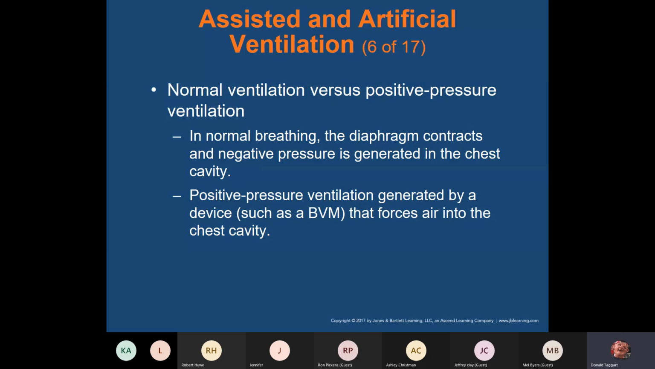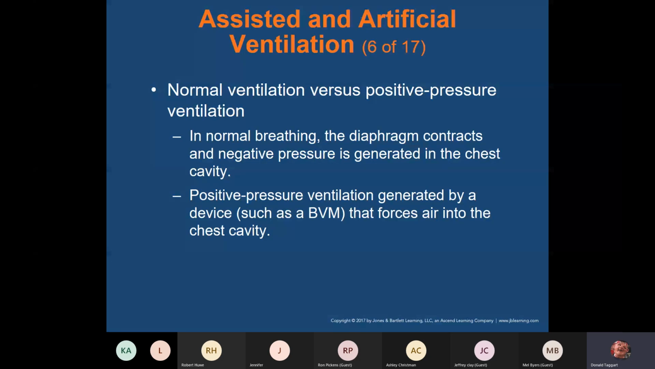Okay, normal ventilation versus positive pressure. So positive pressure is you guys squeezing the bag. You guys are pushing air into the lungs. In normal breathing, like we've talked about, the diaphragm contracts, negative pressure is generated, and atmospheric pressure pushes air in. In positive pressure, or if they're intubated or you guys have an i-gel or something in, you are forcing air in. That's positive pressure. And there's good and bad with both.